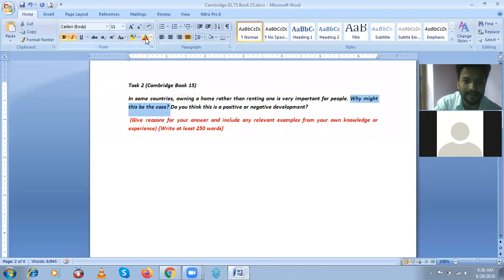And the second question is, do you think this is a positive or negative development? So give reasons for your answer and include any relevant examples from your own knowledge or experience. Write at least 250 words. We have 40 minutes in the exam.